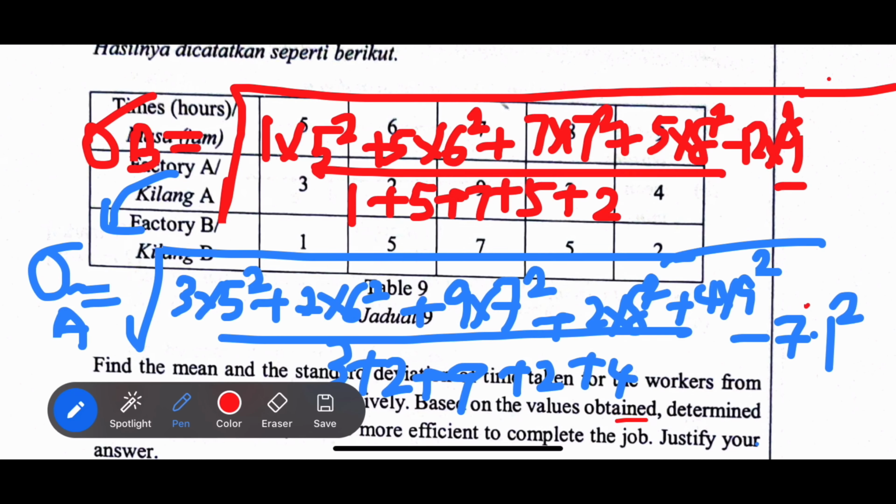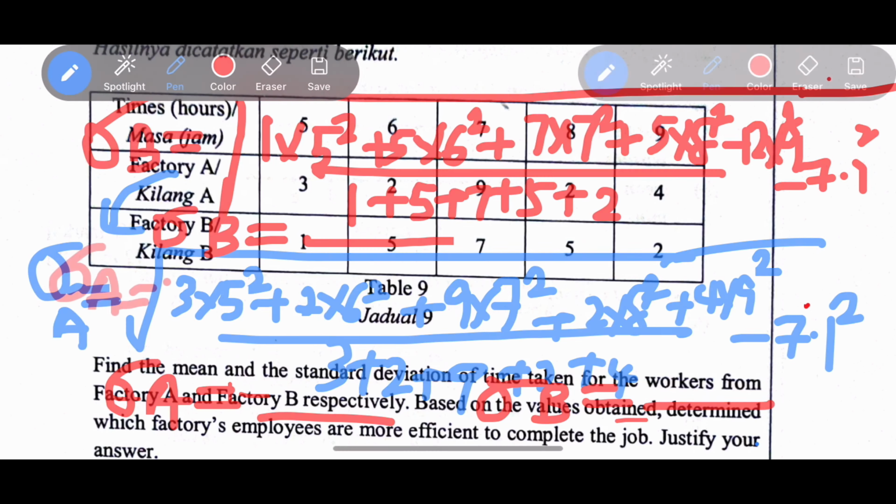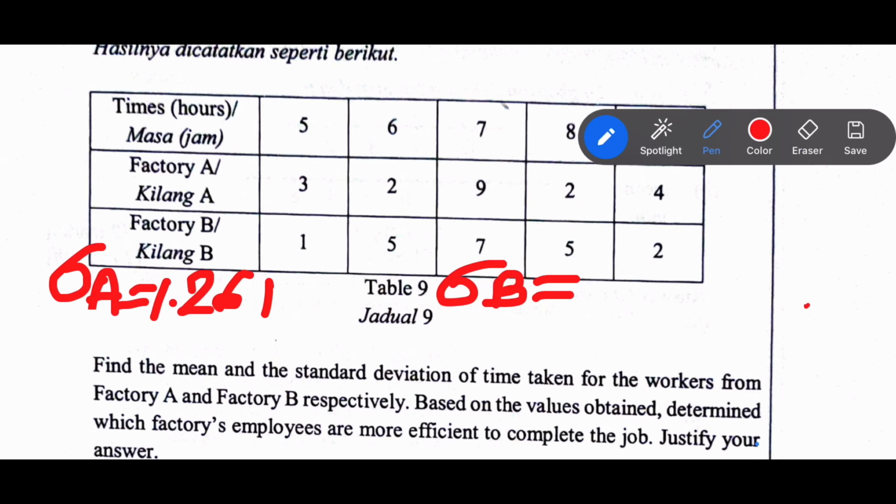Okay, you show the answer working clearly before you write the answer. The step is very important. Okay, after that, you press your calculator and make sure you will get the answer in 4 significant figures. Alright, so I'm waiting for you to give me the answer. The answer for standard deviation for factory A is 1.261, right? And for the factory B, what do you get?